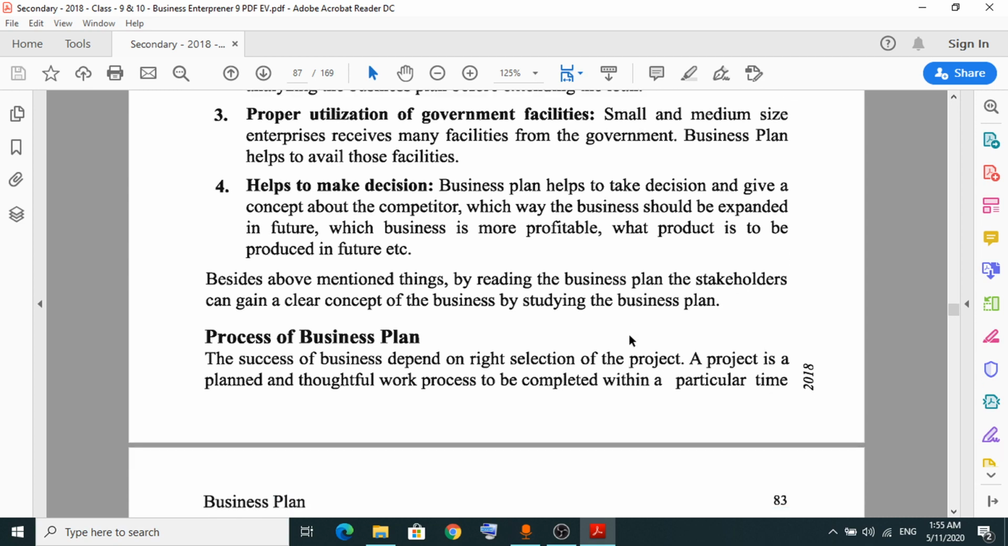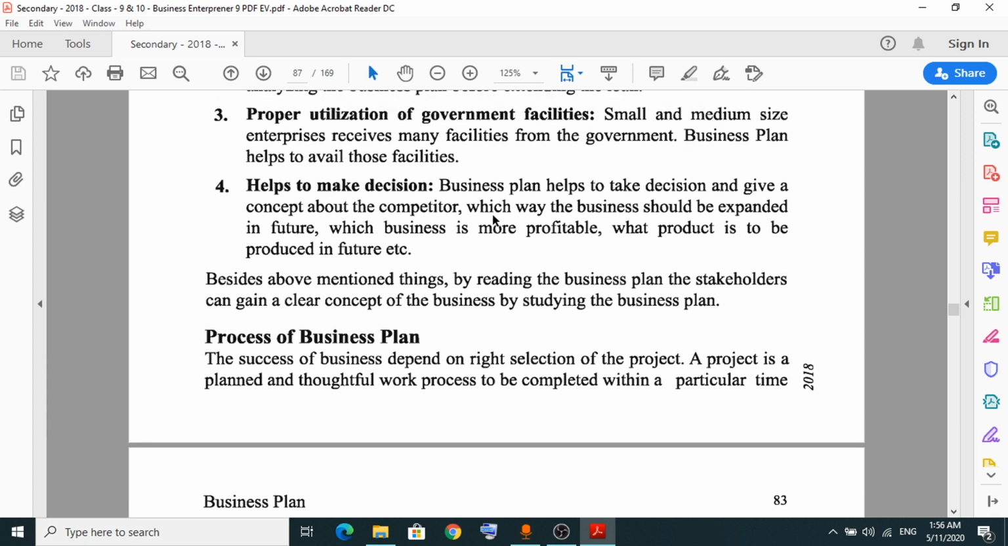Number four, helps to make decisions. Any type of decision you want to take, the business plan will also play a vital role. The business plan helps to take decisions and gives a concept about the competitor. That means all the information about the competitor, and in which way the business can be expanded, everything will be written down in the business plan. So it helps you to make a decision correctly and carefully.